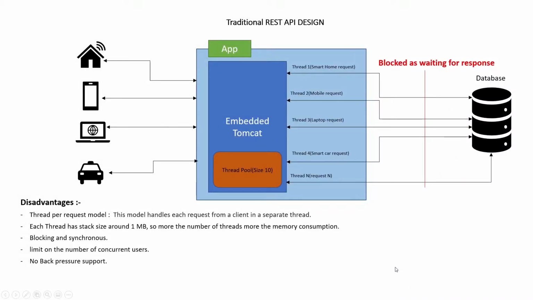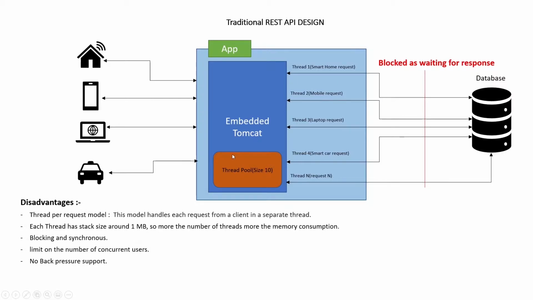So let's look at the traditional REST API design. For this, just remember the first flow of our restaurant example and you will be perfectly able to understand this entire flow. To begin with, as you can see, there are multiple clients like a smart home, a mobile user, a laptop user, and also a connected car. They are making requests to our app, okay? And our app has an embedded Tomcat. Now let's take an example of one particular request, say the request coming from a smart home. So it reaches our app.